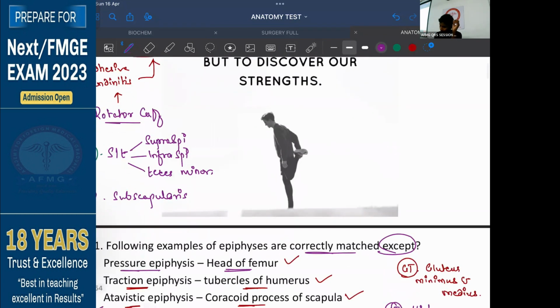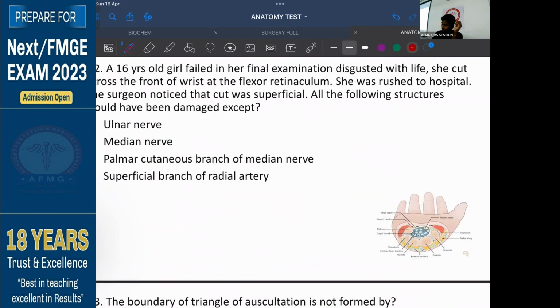ठीक है, चलो. Moving further, question number 2. Here we have a 16-year-old girl who failed in her final examination. Disgusted with life, she cut across the wrist at the flexor retinaculum. She was rushed to the hospital. The surgeon noticed that the cut was superficial. All of the following structures would have been damaged except. Shabash.